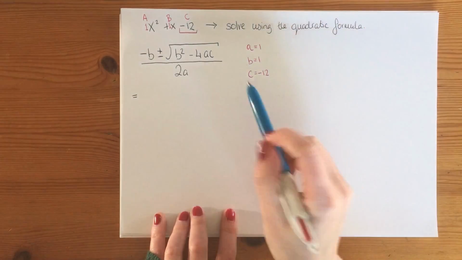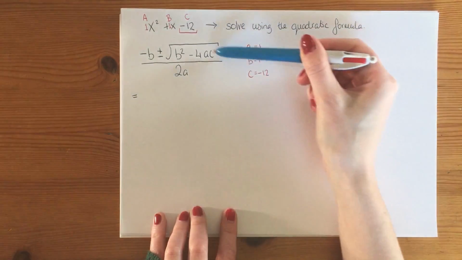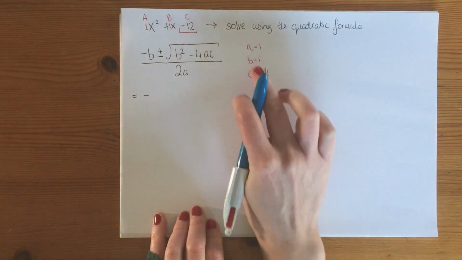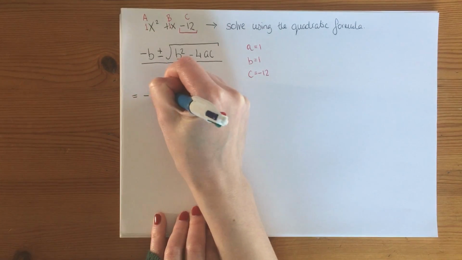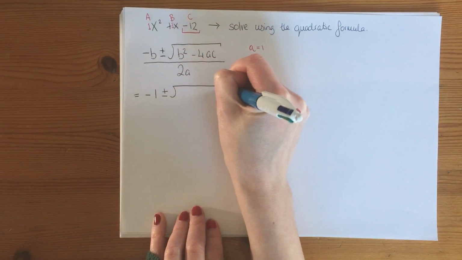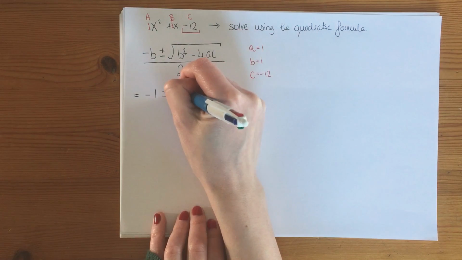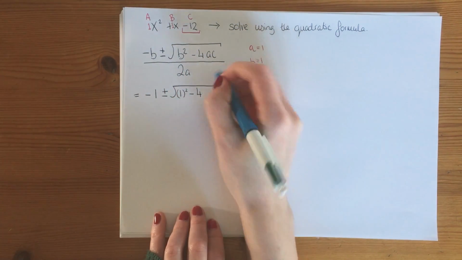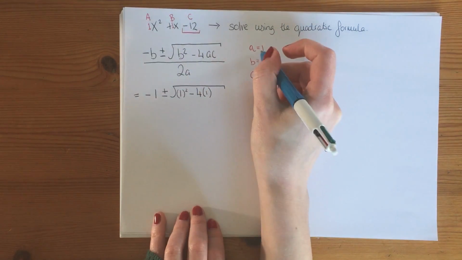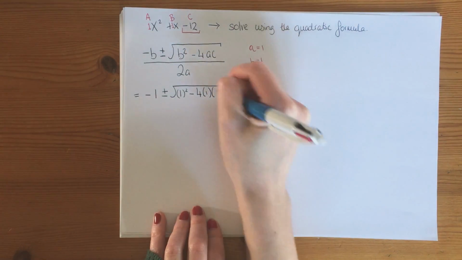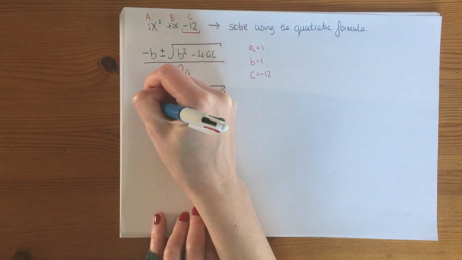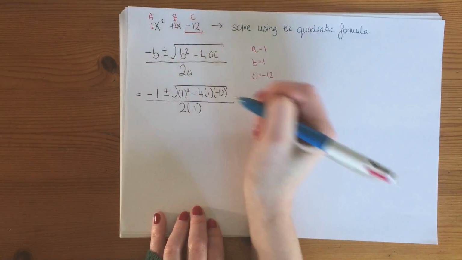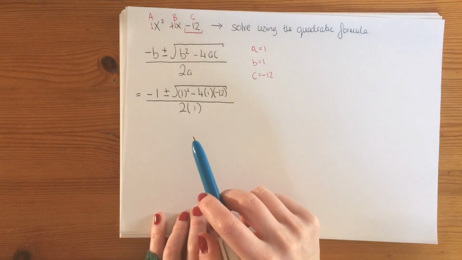Now, what I need to do is sub all these in to their place here. So minus b, so I'm going to have minus 1 plus or minus, very important to always write that in. B squared, which is going to be 1 squared, minus 4 multiplied by a, which is 1, multiplied by c, which is minus 12. All over 2 times a, which is 2 times 1.